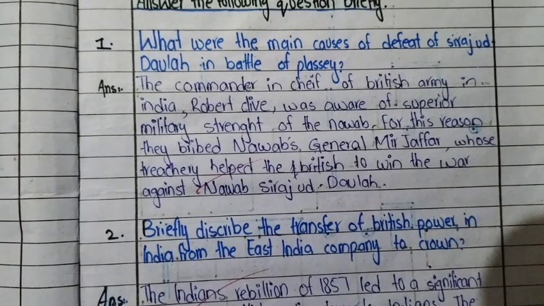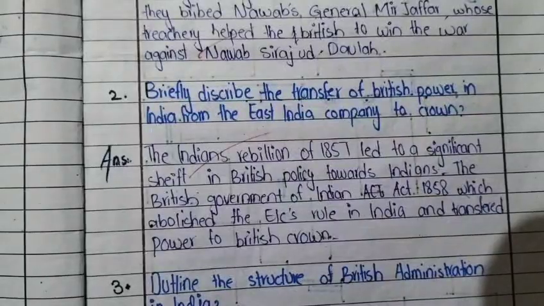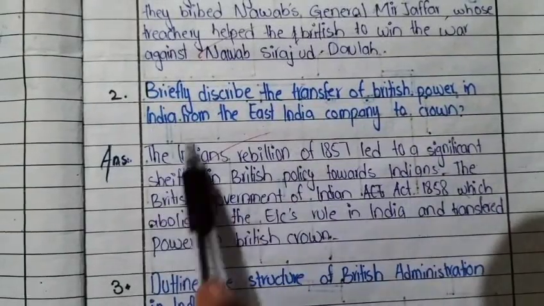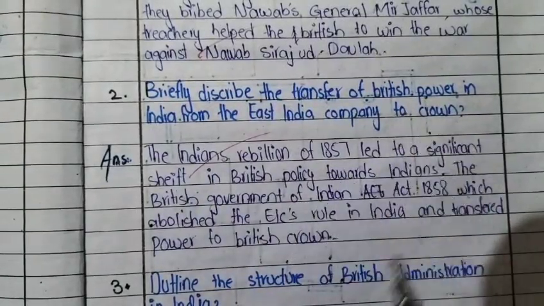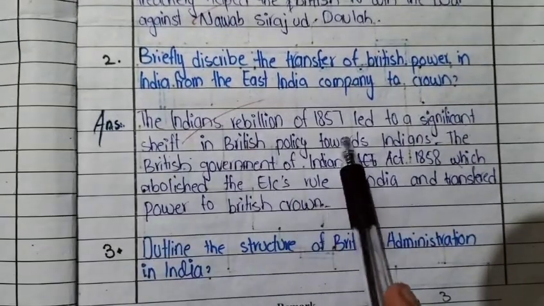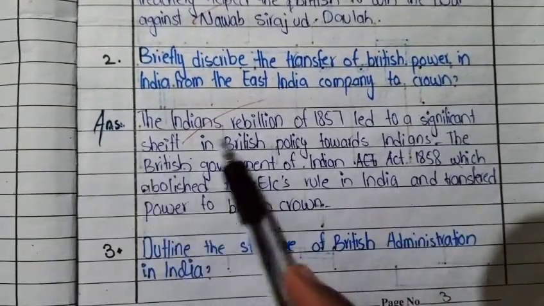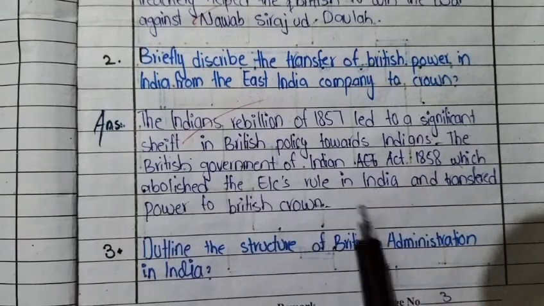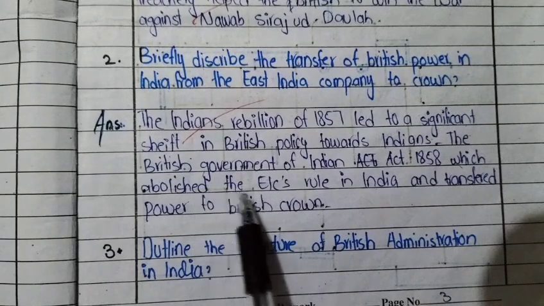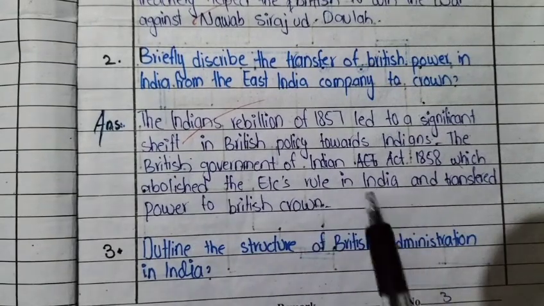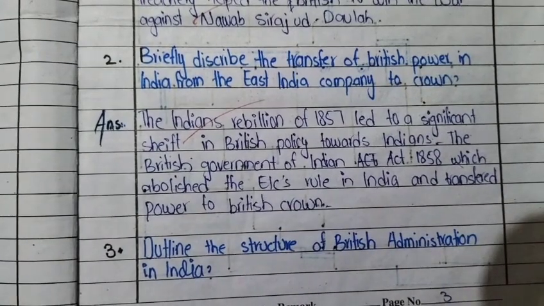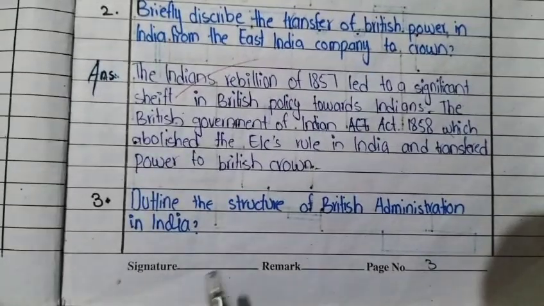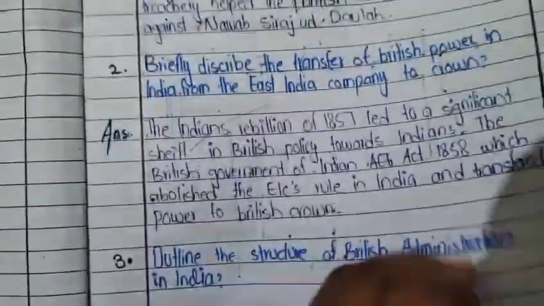Sirajuddaulah. Second question: briefly describe the transfer of the British power in India from the East India Company to Crown. The Indian rebellion of 1857 led to a significant shift in the British policy toward the Indians. The British government passed the Government of India Act 1858, which abolished the EIC's rule in India and transferred power to the British Crown. Third question: outline the structure of the British administration in India.